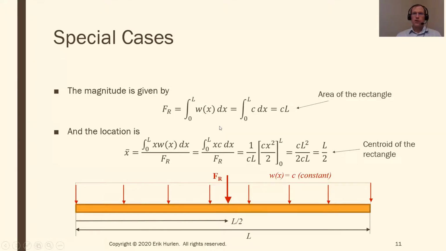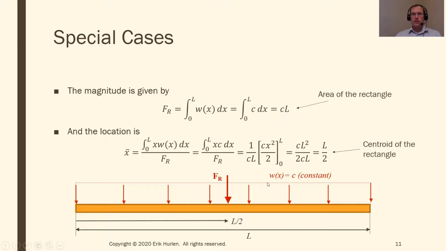And so again, I kind of do this the long way using the integrals. So W of X in this case is just some constant C. I want to integrate that from 0 to L. So integral of a constant is just C times X. X from 0 to L gives me just C times L. So that's the magnitude of this load, FR.